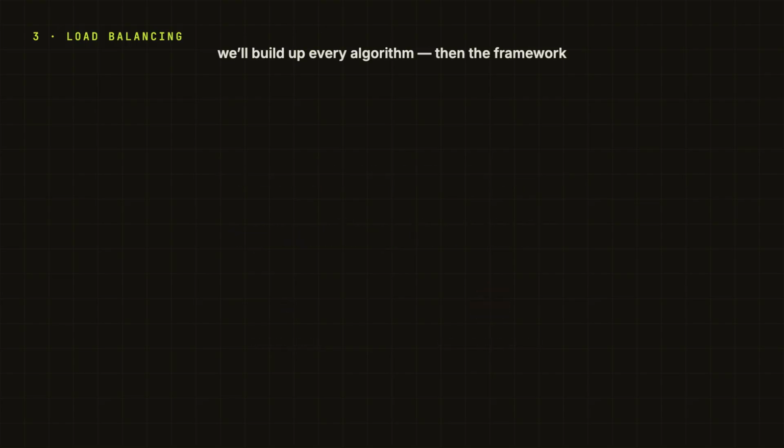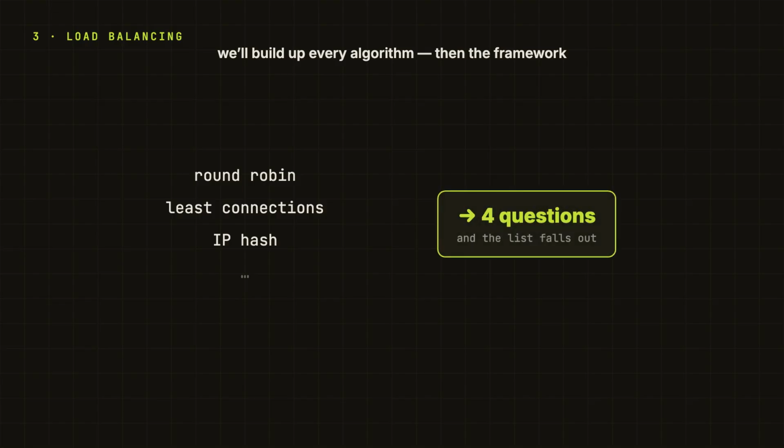So, let us build this up properly. We will go through every algorithm you have heard of, round robin, least connections, IP hash, one by one, and see exactly how each one breaks. And then I will show you the 4 questions that will make this whole list collapse into something we can just reason about.